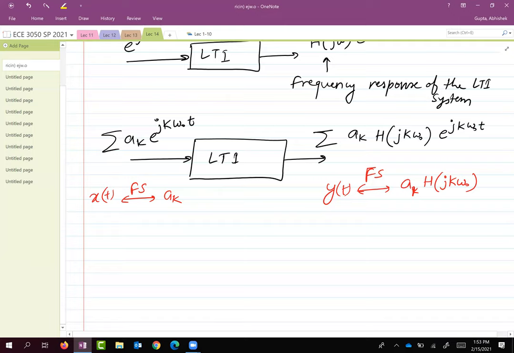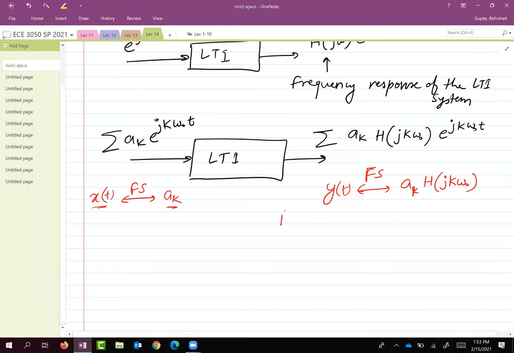Where does that exponential disappear to for the y(t)? Why isn't that included? This is the Fourier series expansion. Remember, the Fourier series expansion is given by x(t) on this side, and then you write FS, and then you write a_k on the other side. Yeah. So y(t) is also periodic.